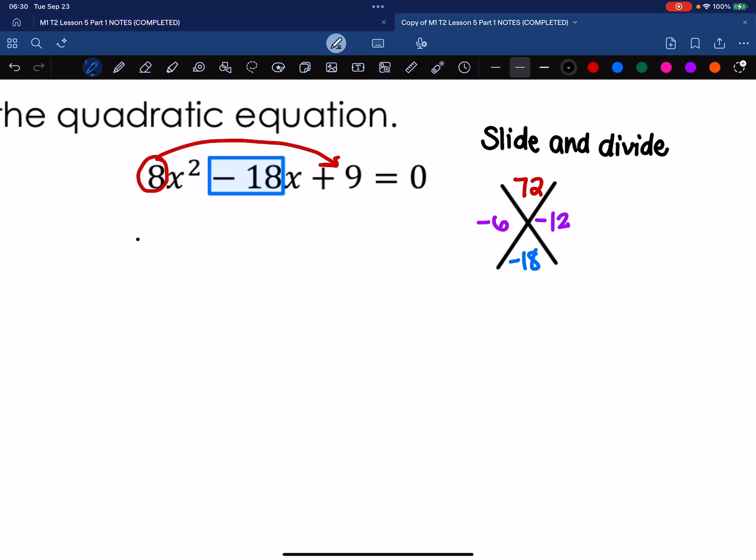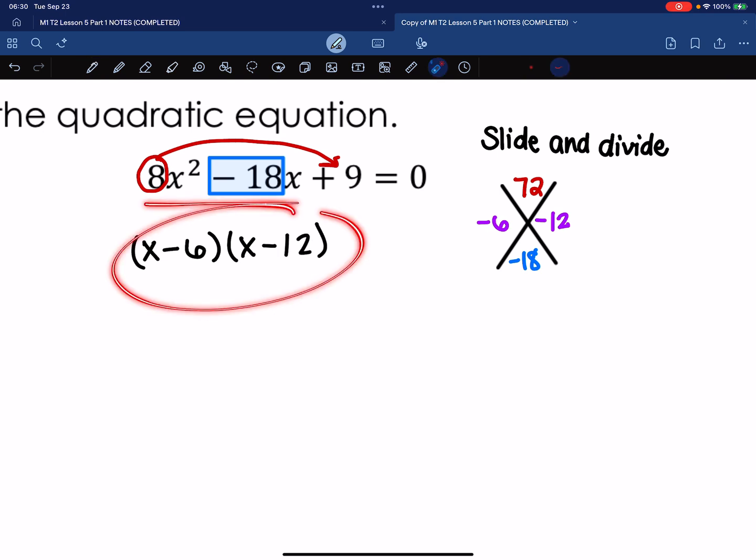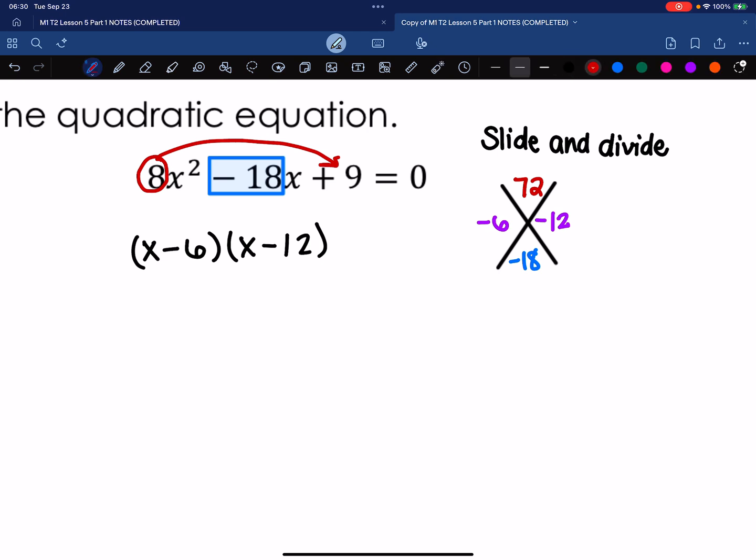And so this would factor, or we would write our factors as x minus 6 times x minus 12. But this is not equivalent to what we started with. So you have to remember, we're doing the slide and divide method. We did the slide. Now we need to divide by that same number.